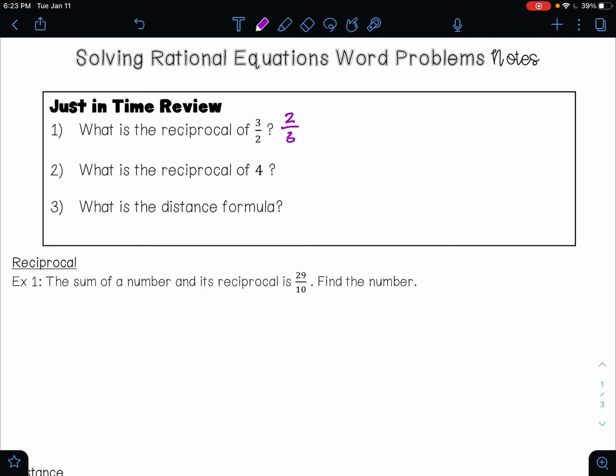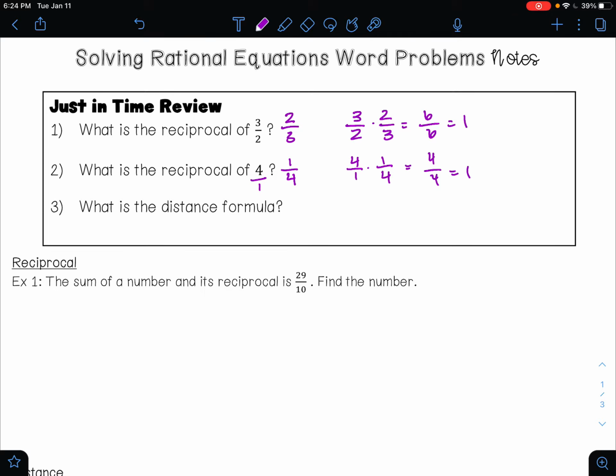Well, 4 is like if I had 4 over 1. So if I reverse that, I'll have 1/4 as the reciprocal of 4. Remember that reciprocals, when you multiply them, you should get 1 if you have found them correctly. So if I do 3/2 times 2/3, you get 6 over 6, which is 1. And here, 4 over 1 times 1/4 is 4 over 4, which is 1. So that's the definition of a reciprocal.